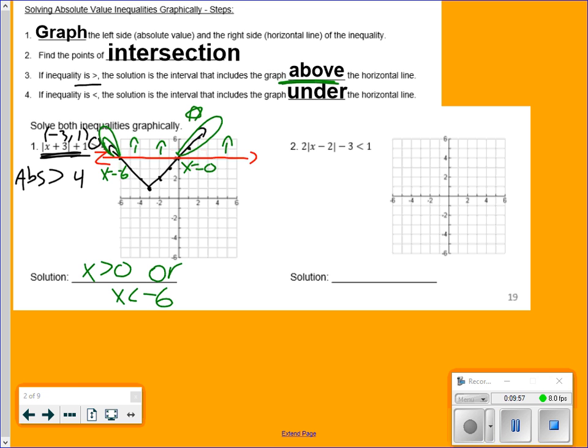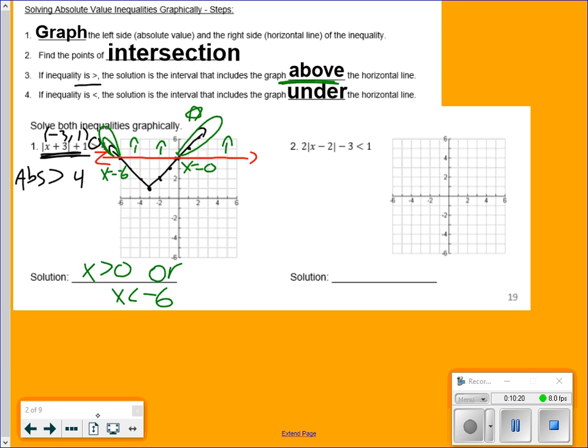And the inequality says you want everything greater than 4, not greater than or equal to, so we use the word or, and we use x is greater than, not x is greater than or equal to. All right. So everything to the right of 0 and everything to the left of -6. So we use the word or, and that's our solution.